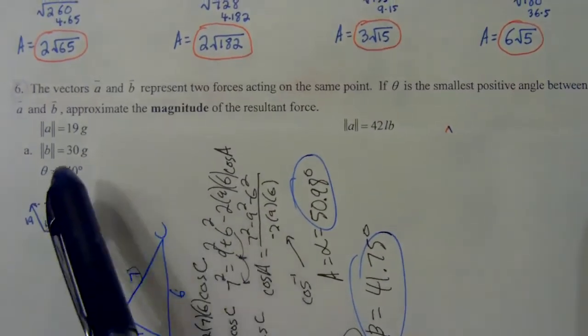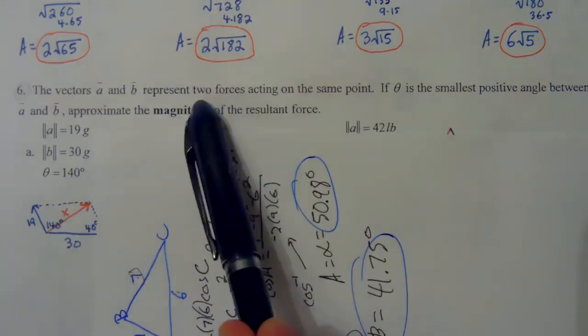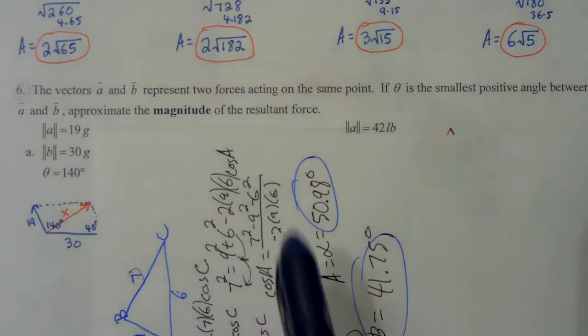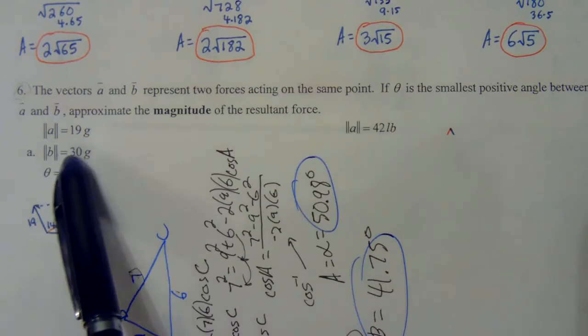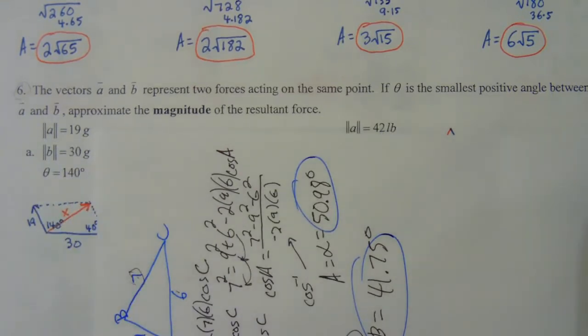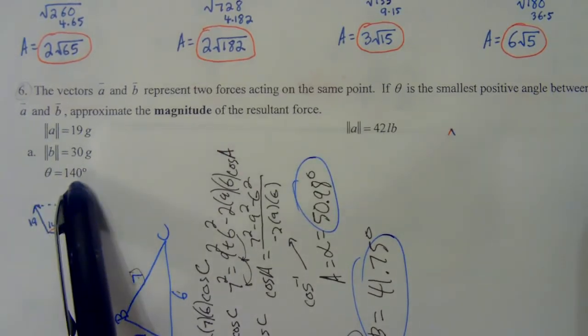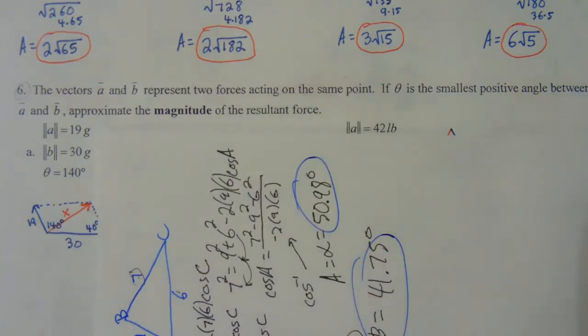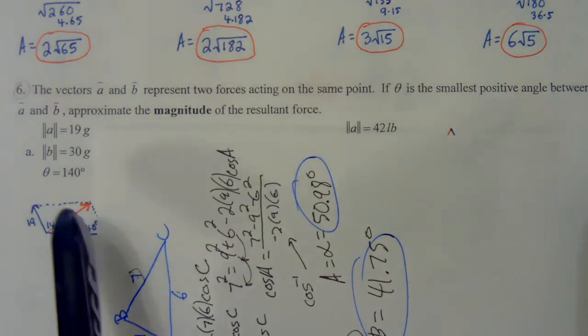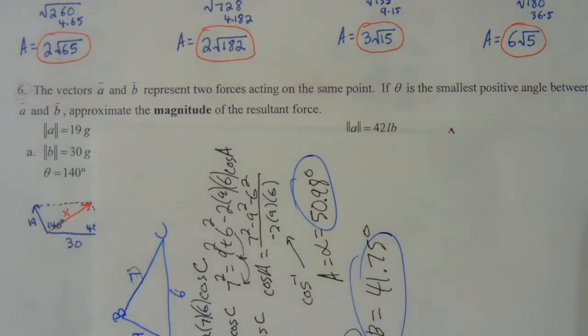When they give us two vectors, like two forces, and then it says find the magnitude of the resultant force, you've got two vectors in grams, kilograms, whatever, and then the theta between the two vectors. Talking about the resultant force, this is where we're going to draw a parallelogram to find the resultant vector. We're going to use the supplement of that angle. We're probably not going to end up using the 140 degrees right here.